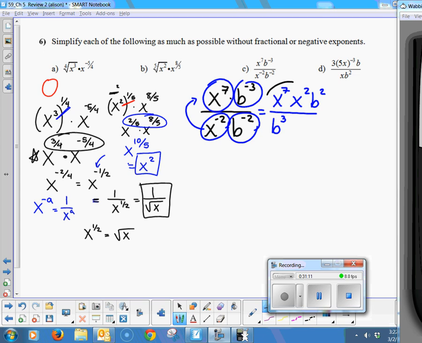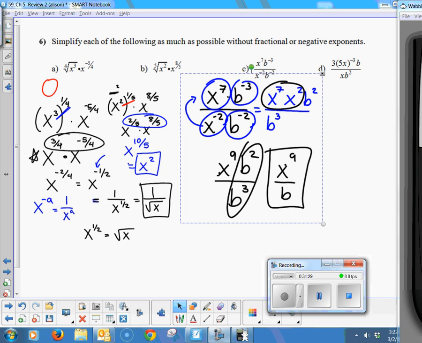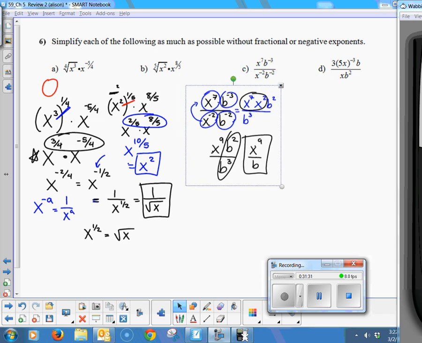I have a bunch of x's up top. I have 9 of them, x to the 9th power. I have b squared up top and b cubed on the bottom, and so a bunch of b's will cancel. And I'm going to have x to the 9th on top and a b left over on the bottom. And I'm going to shrink that down with that one.